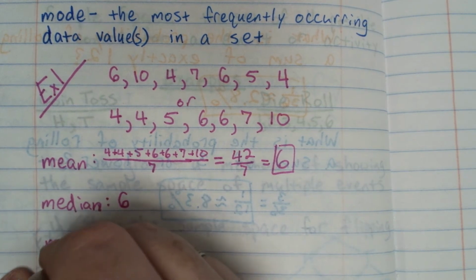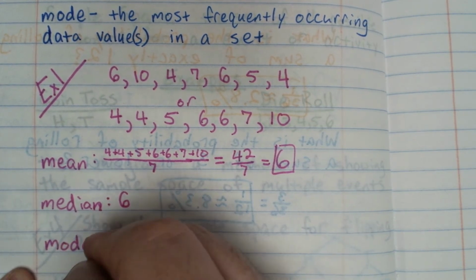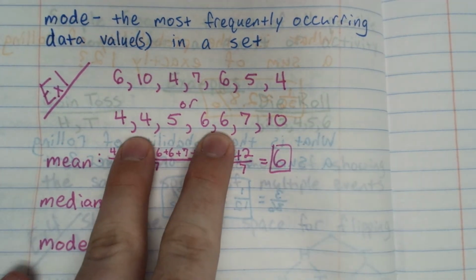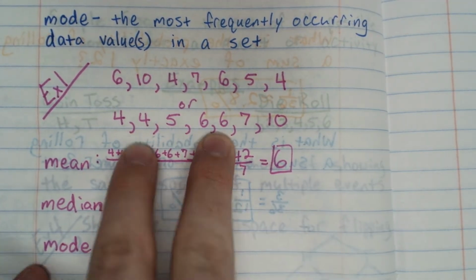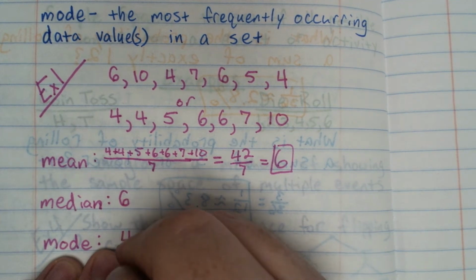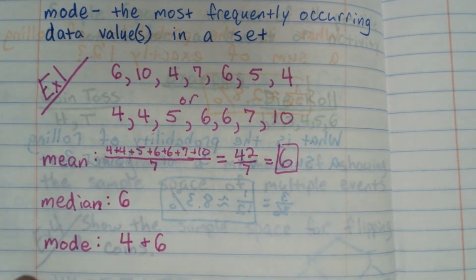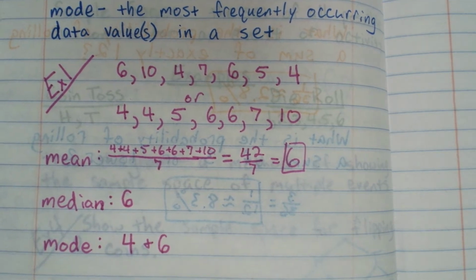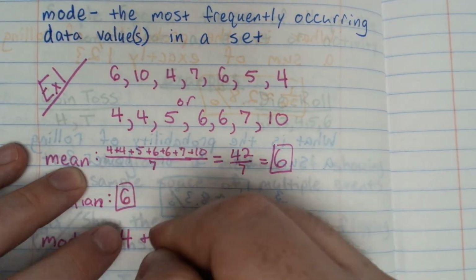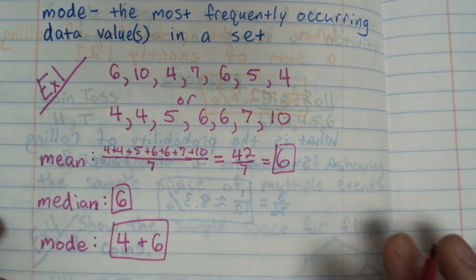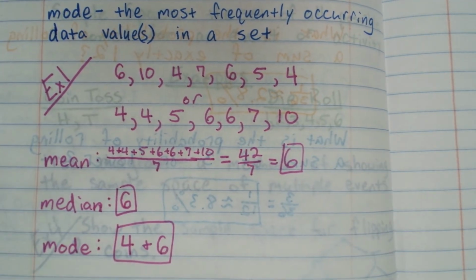And then our mode, which value occurs the most frequently? We have 2 values that occur twice and none that occur more than that. So we have 2 modes this time, 4 and 6. You can have 1, you can have more than 1. So those are our measures of central tendency that we're talking about here. Mean is 6, median is 6, the mode is both 4 and 6 for this set of numbers.